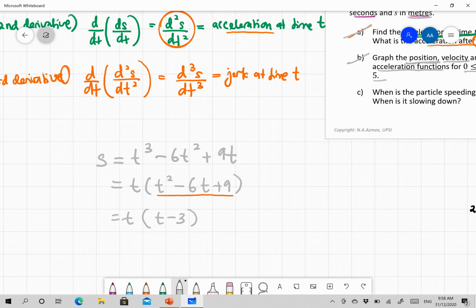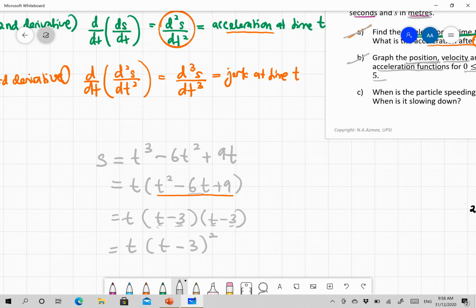minus 3 times t minus 3. So if you multiply t with t, you get t squared, and then t with -3, you get -3t, plus here is also -3t, so the answer is going to be -6t, and then -3 times -3, you will get +9. And this is just t times (t minus 3) squared.